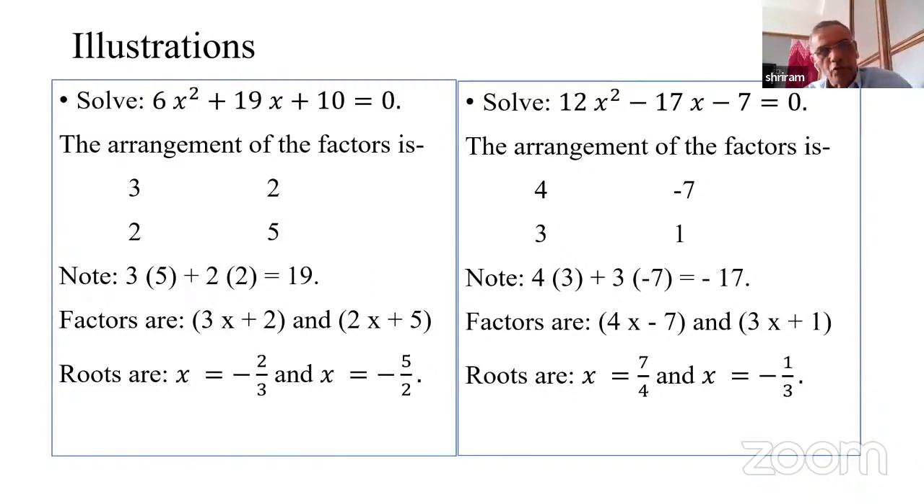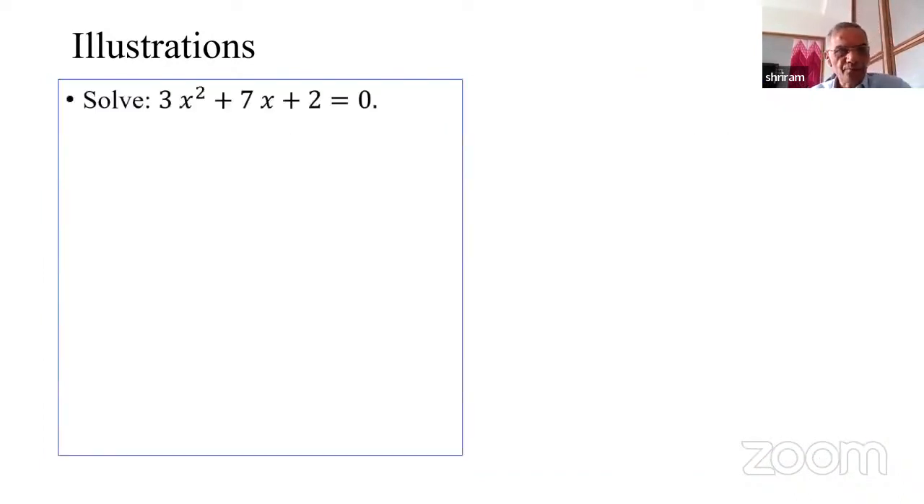Now I am very sure you start feeling more comfortable with the method. So I have one more example for you. Try this. Again, simpler. 3x square plus 7x plus 2 equal to 0. Try yourself. I will give you 15 seconds for that only. Start.